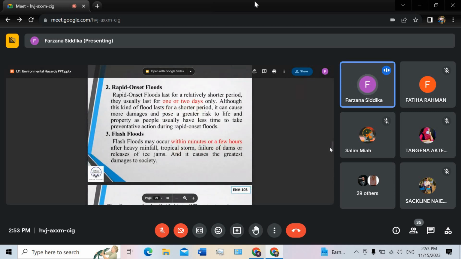Rapid onset flood. What is rapid onset flood? Rapid onset flood starts very quickly and ends very quickly, and it can start and end within just a few hours. So how does it form? Actually, flash flood is the rapid onset flood.